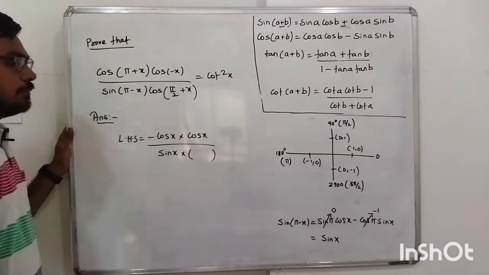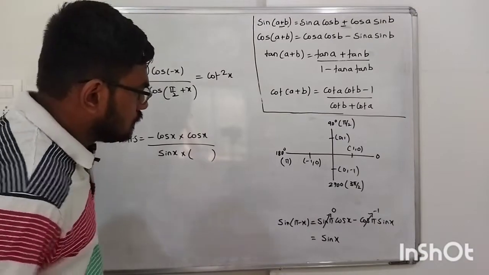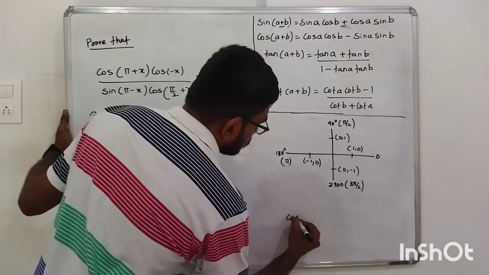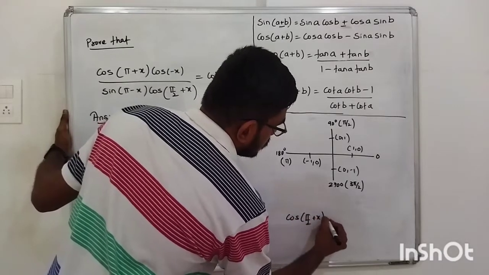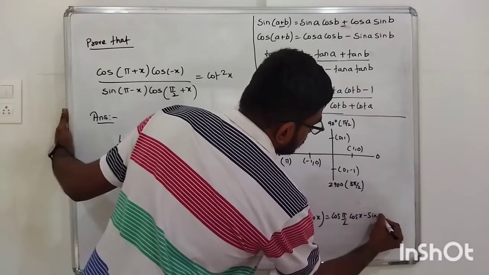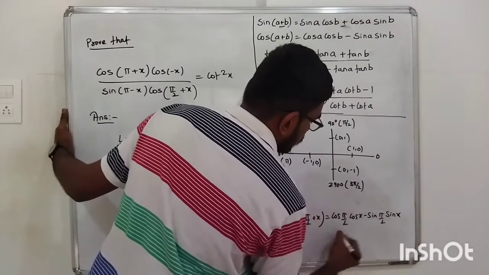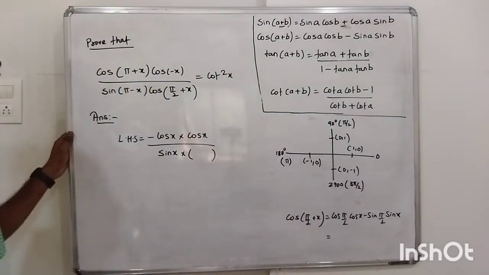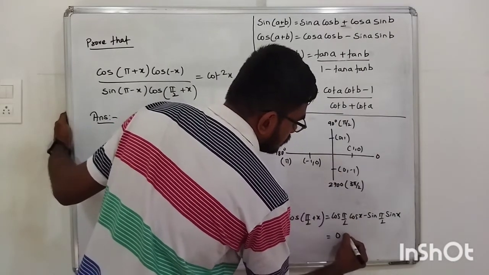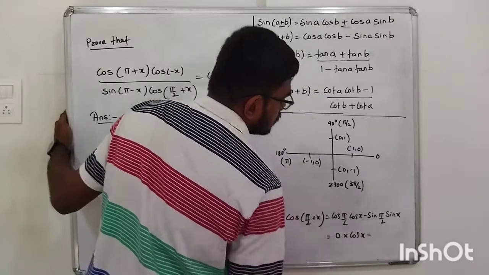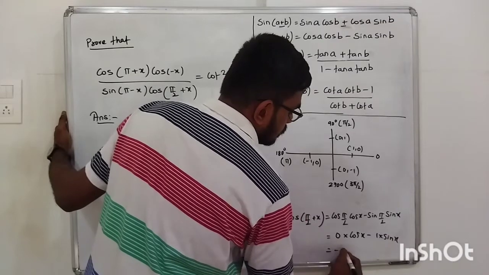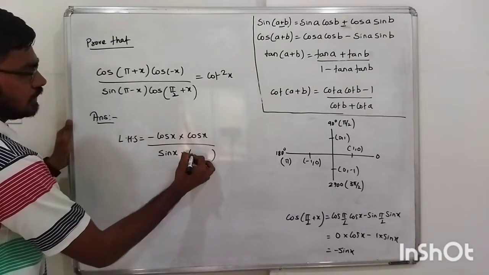into cos of pi by 2 plus x. Again, you can use this formula and find cos pi by 2 plus x. So cos pi by 2 cos x minus sin pi by 2 sin x. Okay. So cos of pi by 2 is here 0 into cos x minus sin pi by 2 is 1 into sin x. So answer is minus sin x. So here I will write minus sin x.